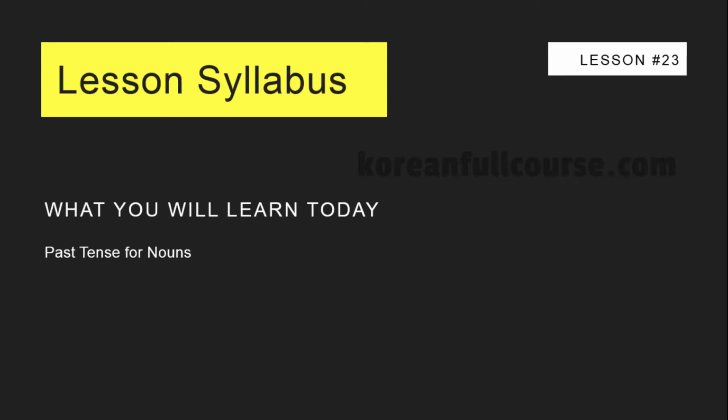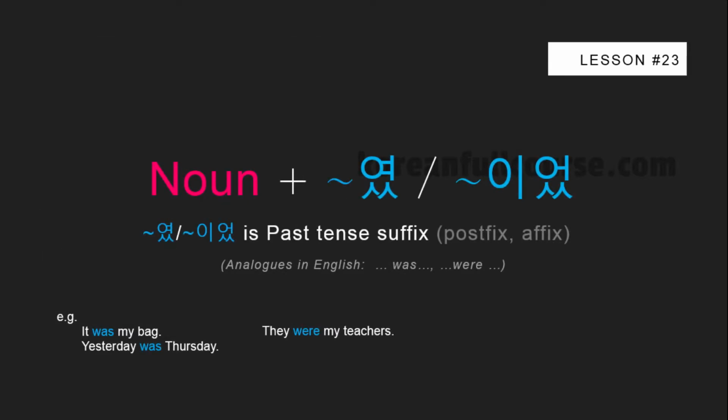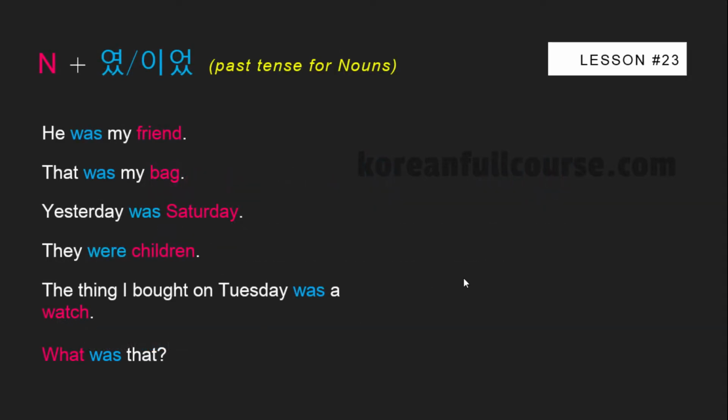Hi, in the previous lesson you learned how to conjugate verbs and adjectives in the past tense, and today I'll teach you how to conjugate nouns and pronouns in the past tense. This is very easy. All you need to know is just these two suffixes, yot and iot. You can think of yot and iot as was and were in English. Let's take a look at how we can use them.